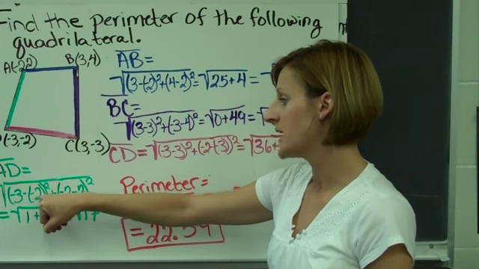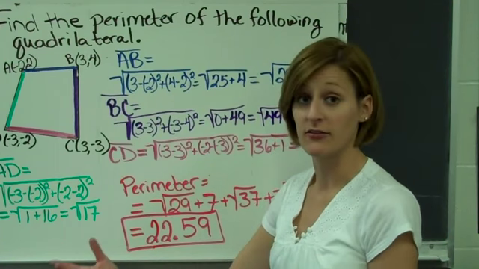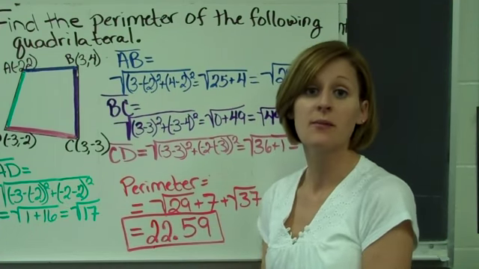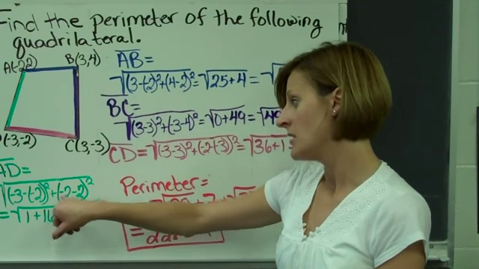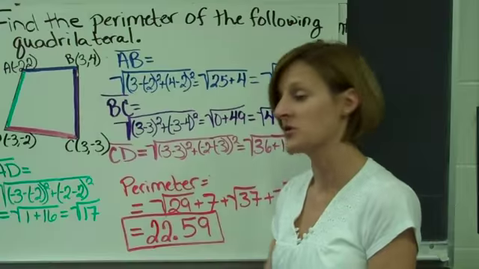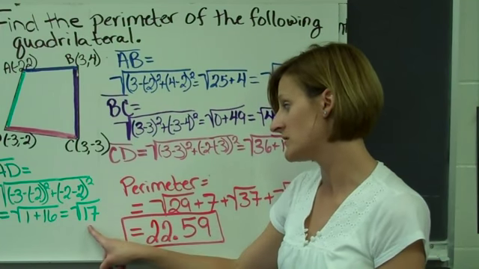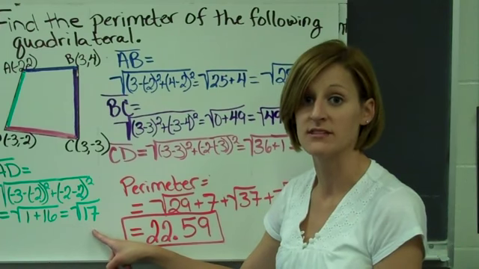Negative 3 minus a negative 2 is going to give us a negative 1. Square it and it's a positive 1. Negative 2 minus 2 gives us a negative 4. Negative 4 squared is a positive 16. Add these two together to get 17. That's the square root of 17.